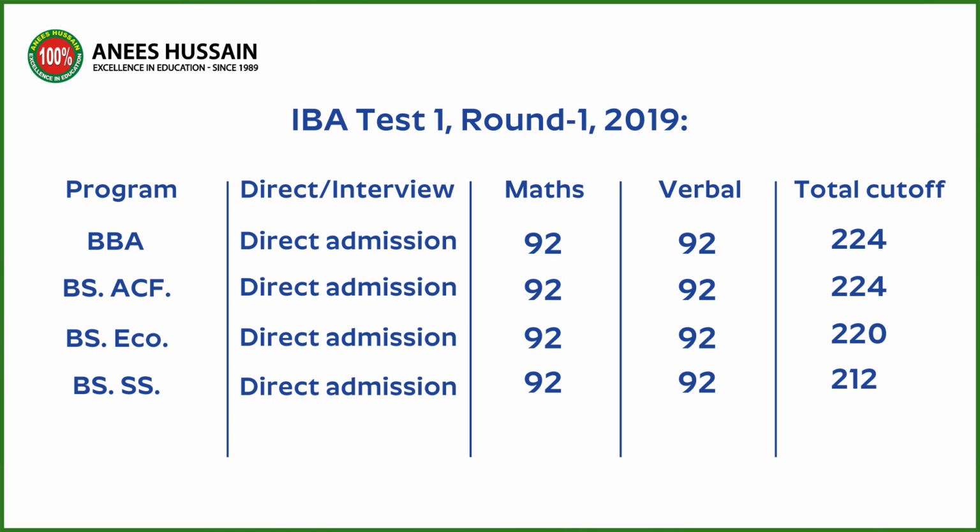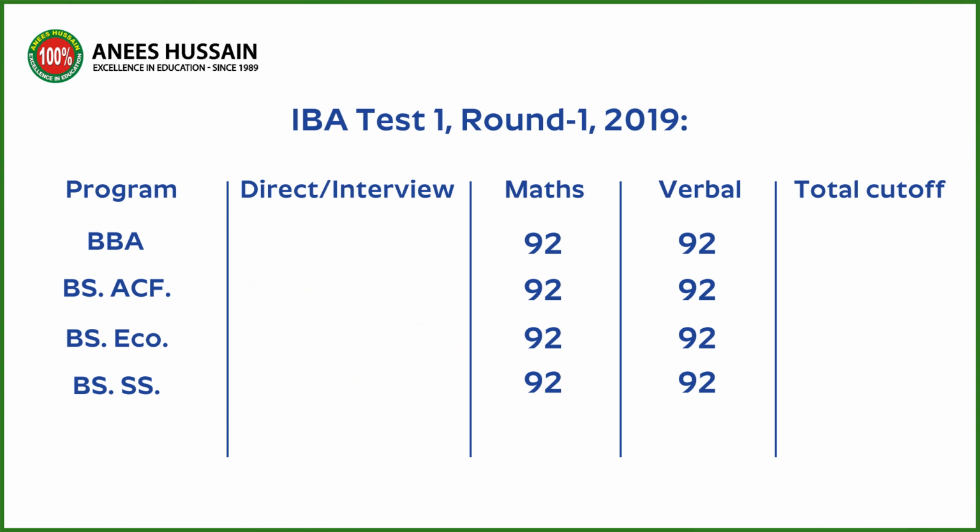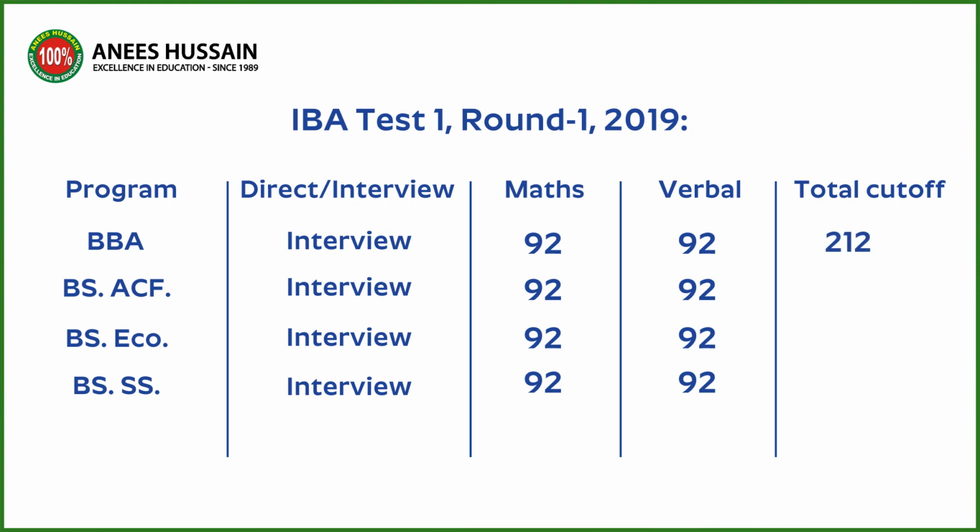There was a second cutoff for students who were not exempted from the interview, and that was naturally slightly lower than the cutoff for direct admissions. So the interview cutoff for BBA was 212, BS Accounting and Finance was 212, BS Economics was 208, and BS Social Sciences was 204, which means the cutoff fluctuated from a lowest of 204 to a highest of 224.